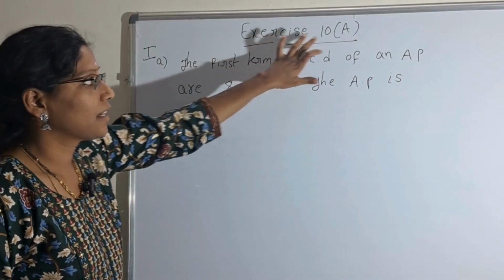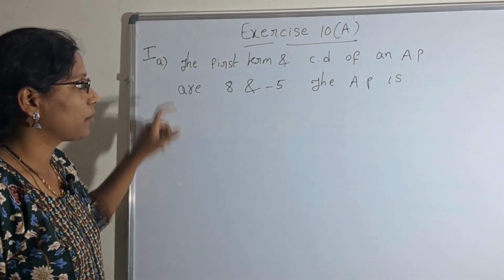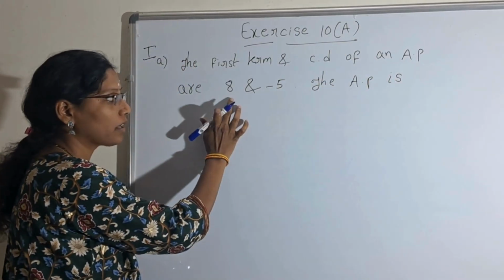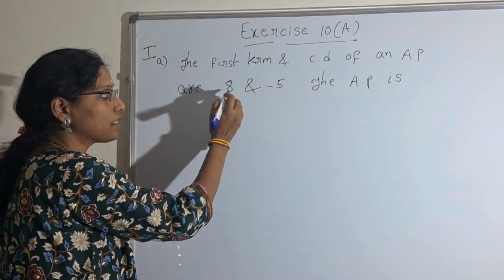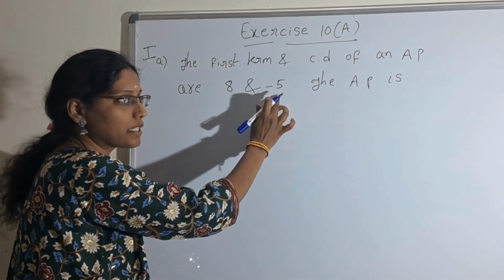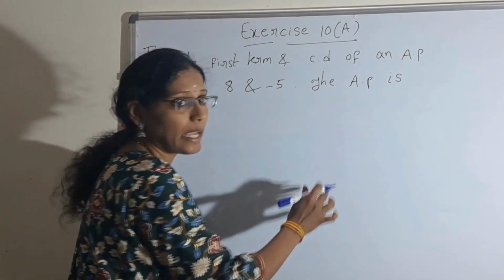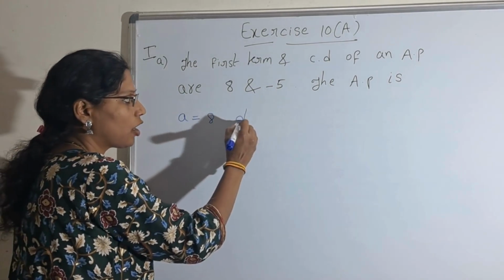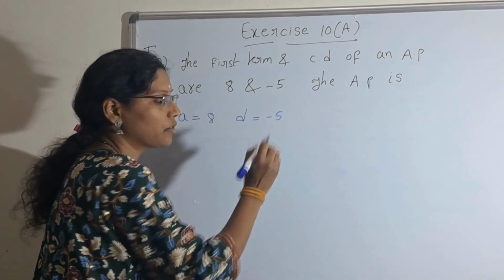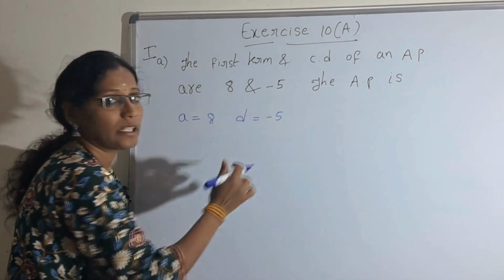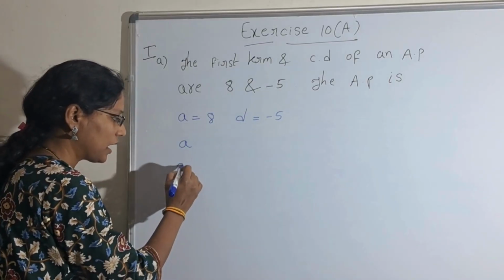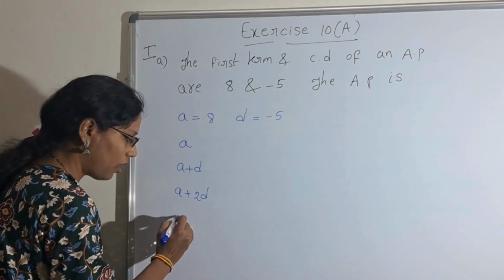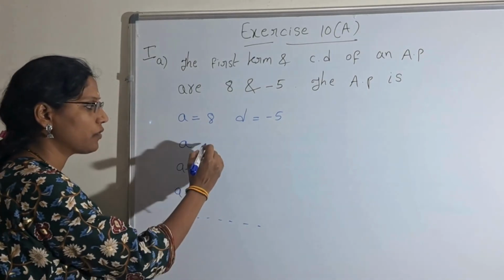Next exercise 10A. First main, first problem. The first term and common difference of an AP they have given. First term is 8. Common difference is minus 5. Here we have to find out AP. First term A is equal to 8. Common difference is equal to minus 5 they have given. AP terms A plus D, A plus 2D and so on. So this we have to find out.